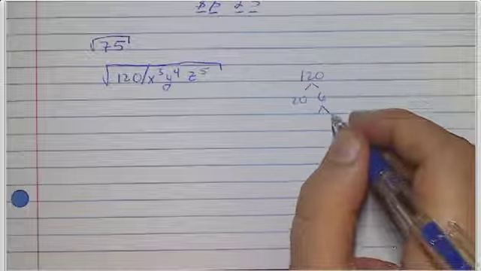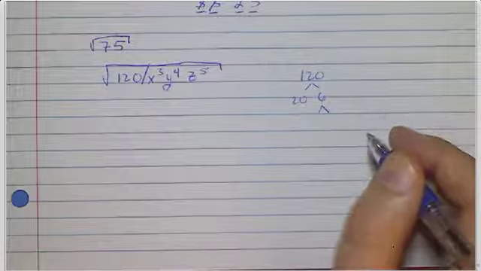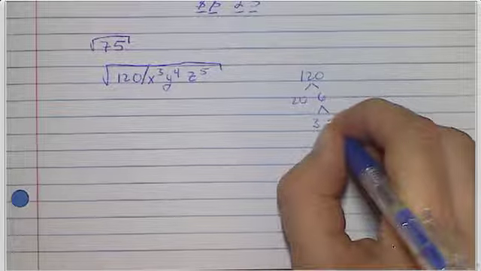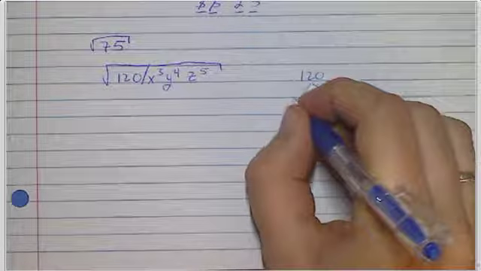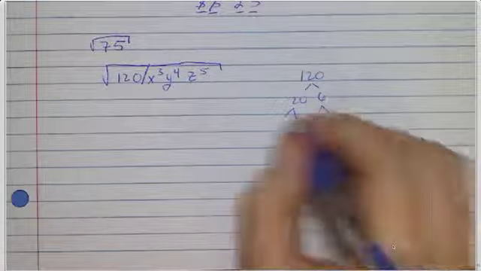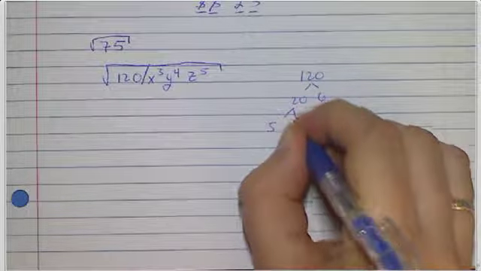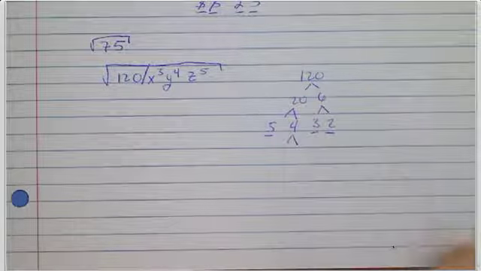So Colton, what can 6 break into? 2 and 3. Okay, those are both prime, so I'm going to underline them. Colton, what can 20 break into? 5 and 4. 5 is prime, but 4 isn't. So Colton, what can 4 break into?